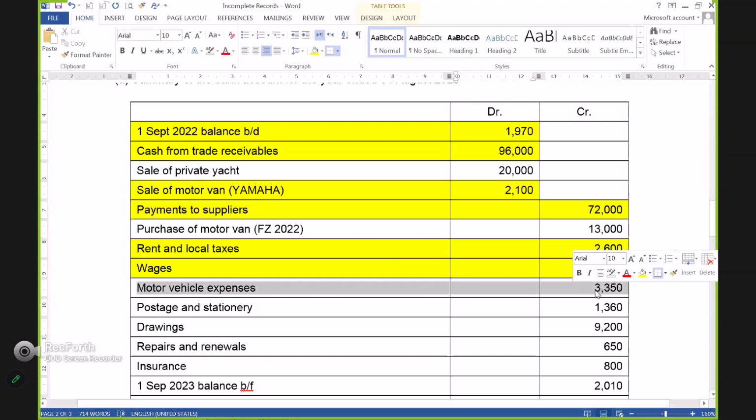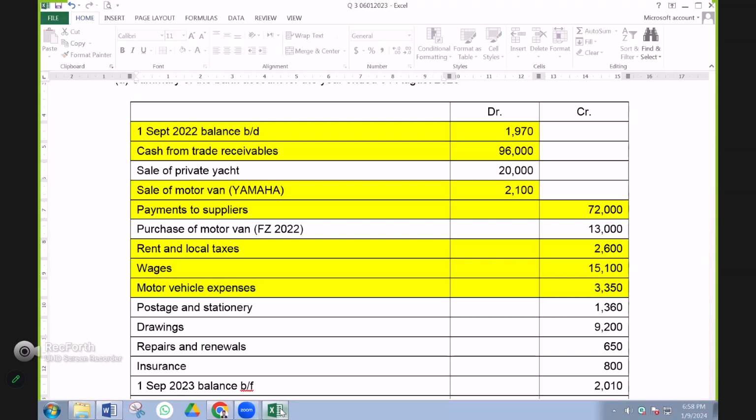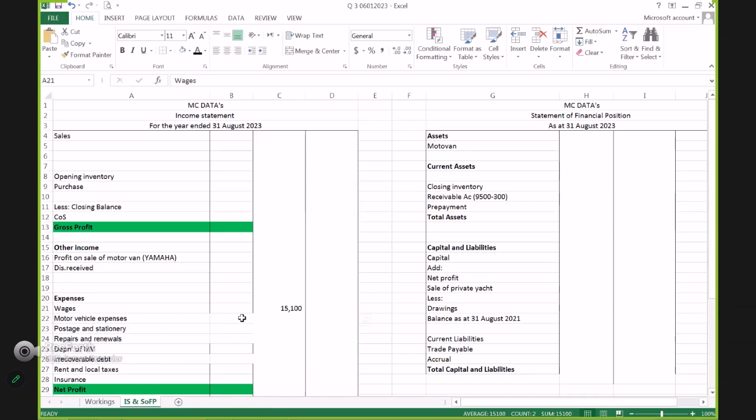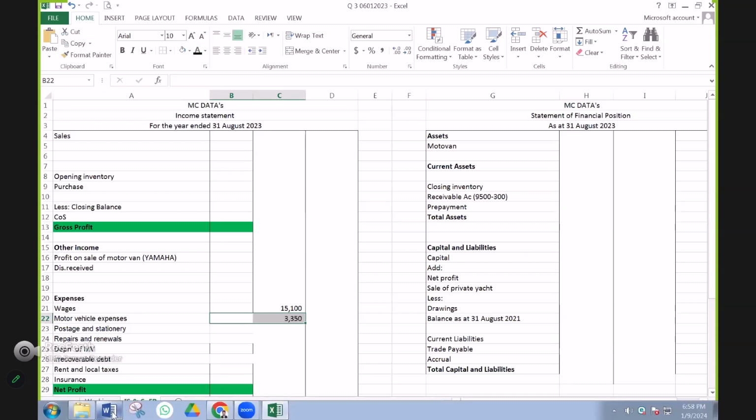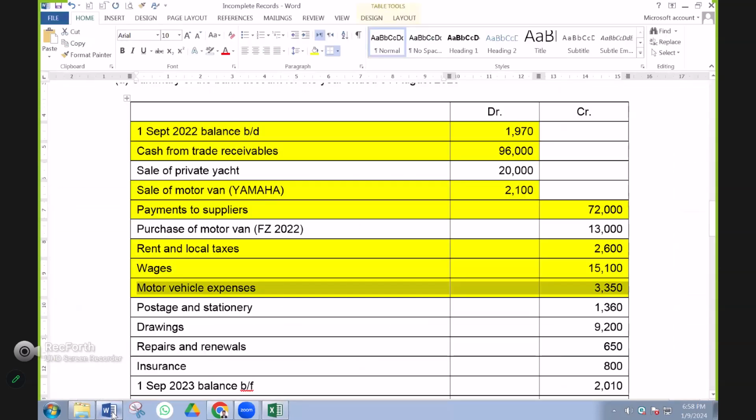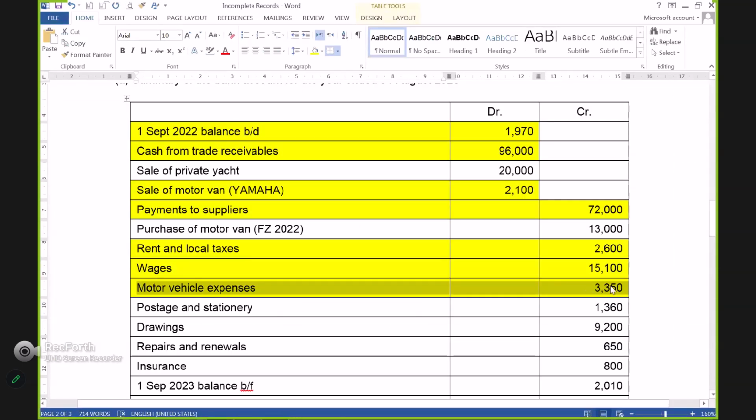Then motor vehicle expenses. What do you mean by motor vehicle expenses? It is an expense. Therefore, motor vehicle expenses account debit, bank account credit. So the motor vehicle expense is totally transferred to the income statement. Motor vehicle expenses under the expenses, 3,350. Okay.